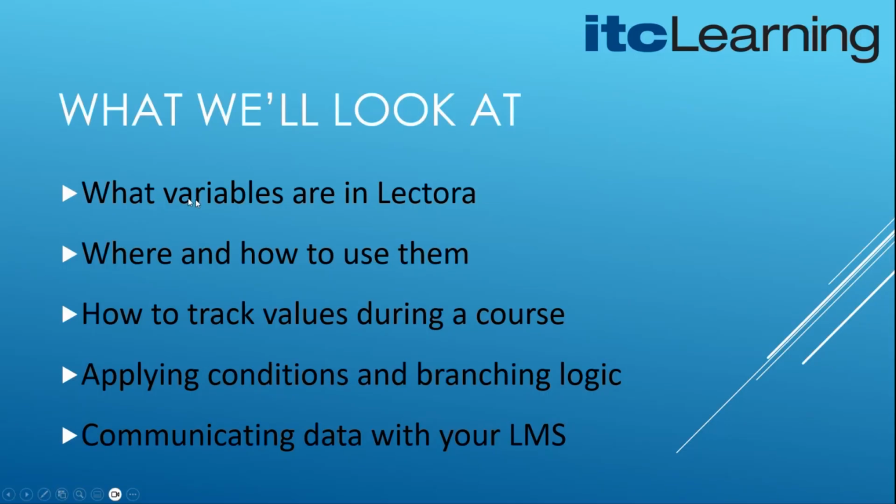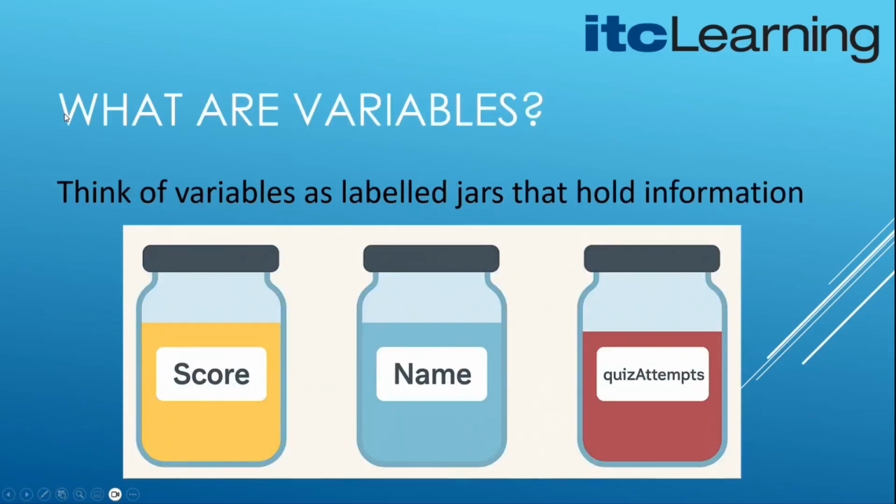So we'll get started. Just in general, what are variables? We've got a little bit of a picture there, but essentially we like to think of variables as jars or buckets. There are different analogies people use, but labeled jars is the one I come back to, that hold different types of information. So it's somewhere you can store a piece of information and use it later or check it later, and you can also update it as you go through.